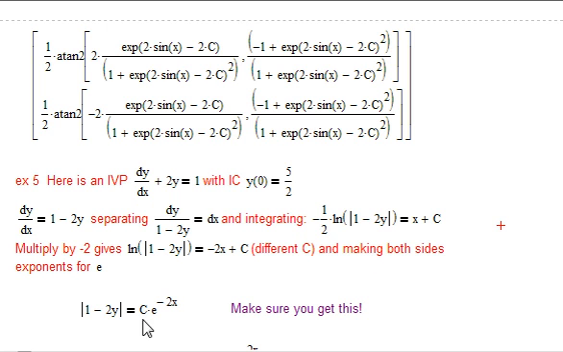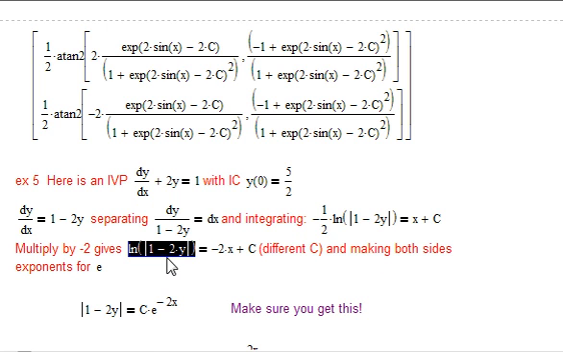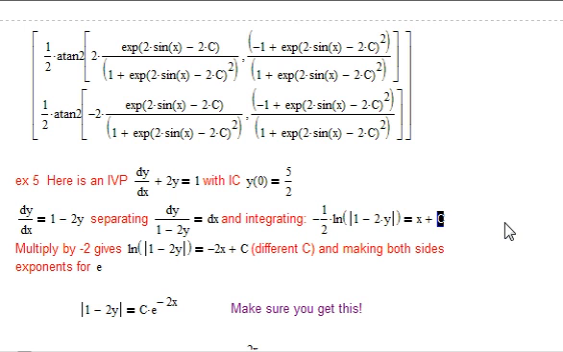Well, let's multiply by negative 2, and then we get ln of the absolute value of 1 minus 2y equals negative 2x plus c. Now that c is really negative 2 times this c, but it's arbitrary, so who cares? It won't make any great difference.